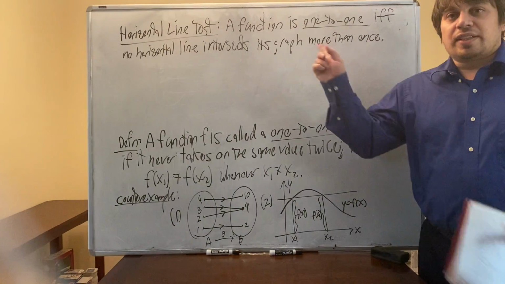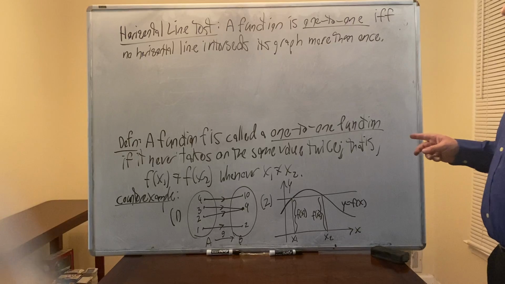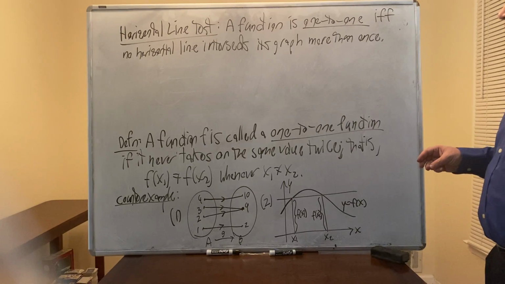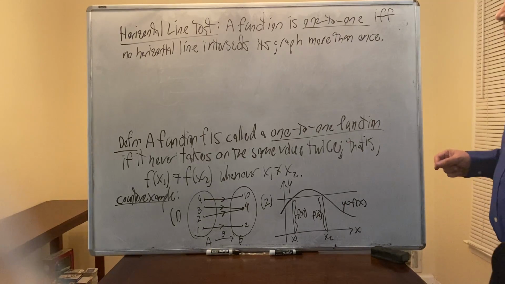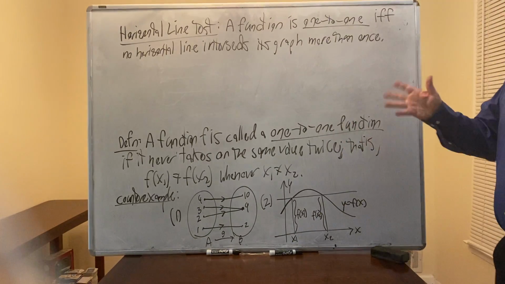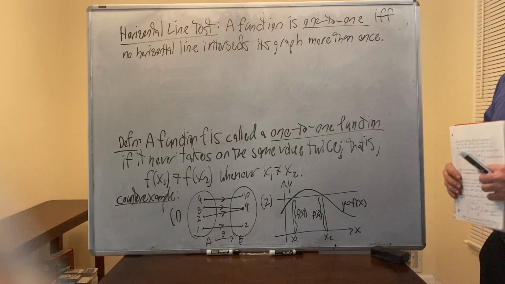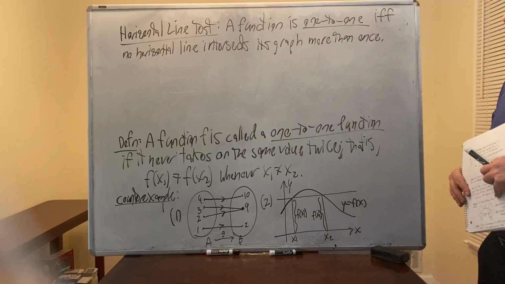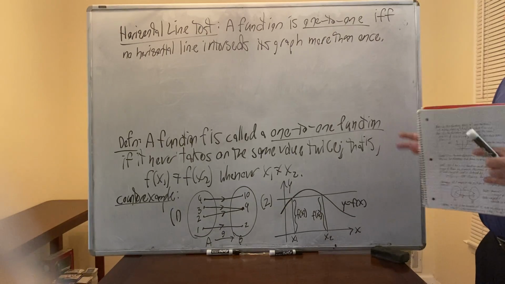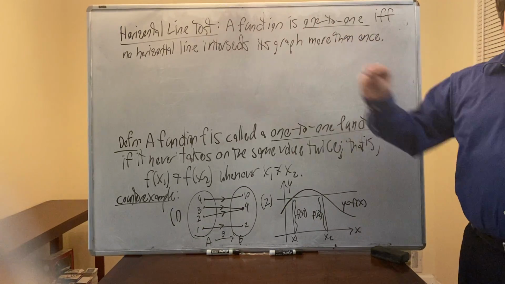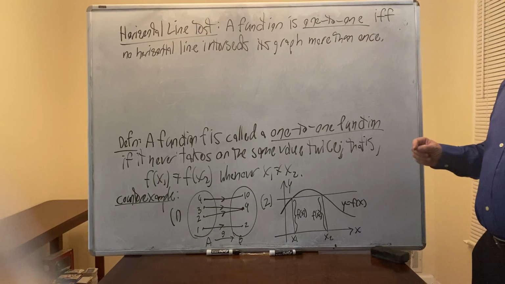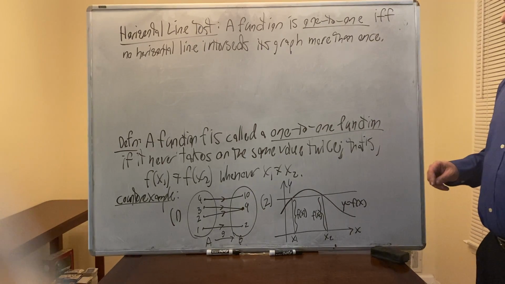So, horizontal line test. A function is one-to-one if and only if no horizontal line intersects its graph more than once. That means the statement that a function is one-to-one is logically equivalent to no horizontal line intersecting its graph more than once.